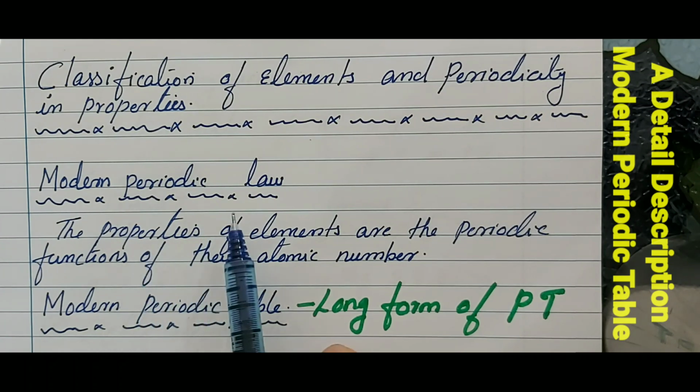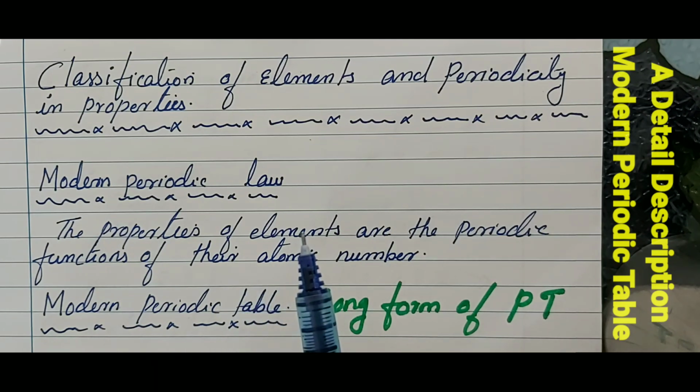The modern periodic law states that properties of elements are the periodic functions of their atomic number. But you know what Mendeleev told? Mendeleev told the properties of elements are the periodic functions of their atomic mass. And later on, what happened, you know? There were many drawbacks for Mendeleev's periodic table. So the most important scientist in the field of chemistry, Henry Moseley, he said it is not atomic mass, it is atomic number that determines the properties of elements.